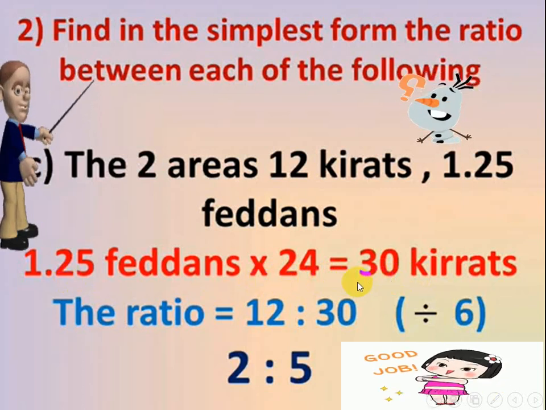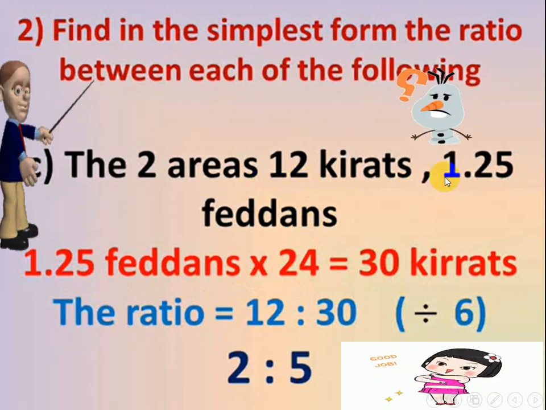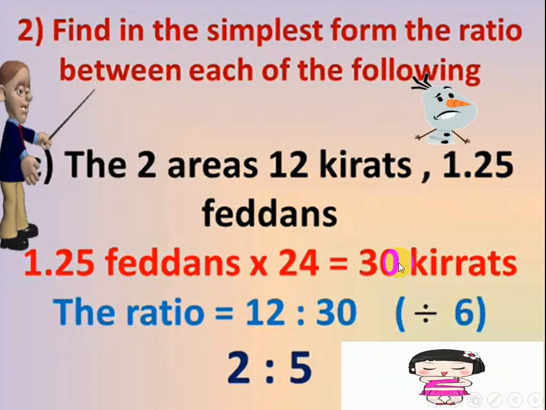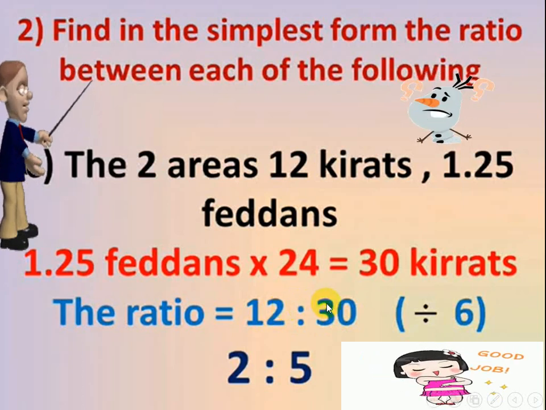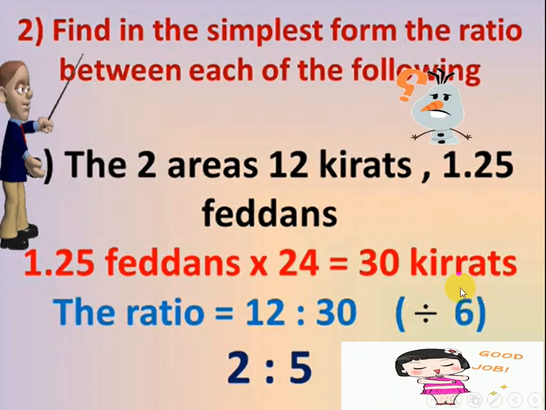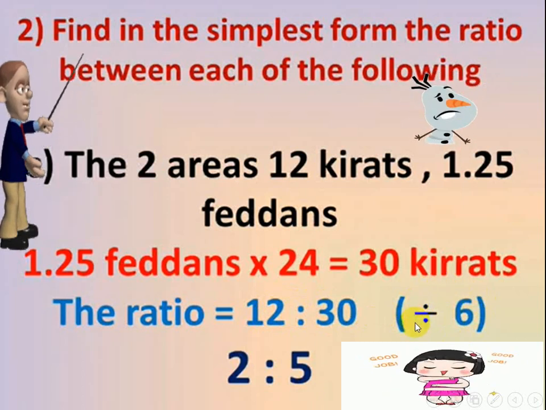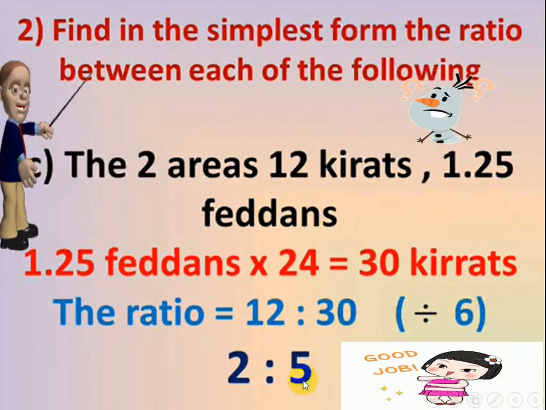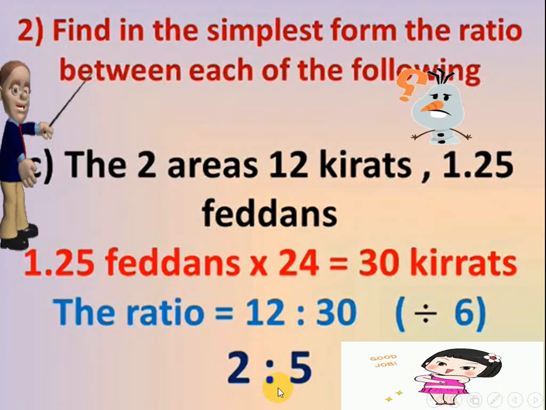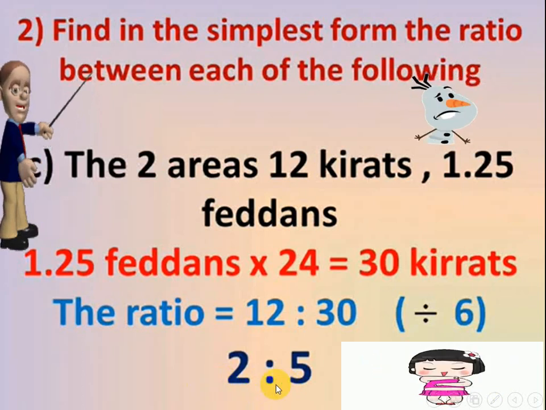So the ratio now between 12 carats to 30 carats. You know 12 and 30 are divisible by 2, divisible by 3 also. They are divisible by 6. We will choose 6. I write divided by 6. 12 divided by 6 equals 2. 30 divided by 6 equals 5. 2 and 5 are the simplest form, so the ratio will be 2 to 5.